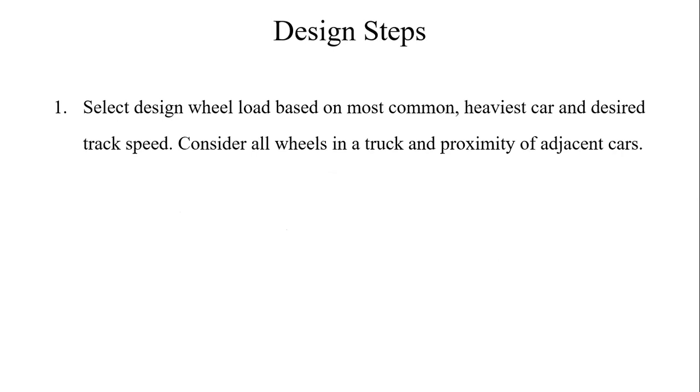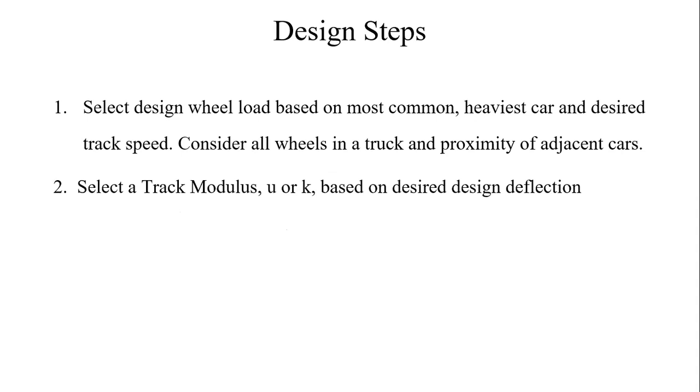What are the design steps? First, we have to know the wheel load based on the most common heaviest car and desired track speed. Consider all wheels in the trucks and the proximity of the adjacent car. Then we have to select the track modulus. It is normally symbolized as small u or k. It is based on the desired design deflection.